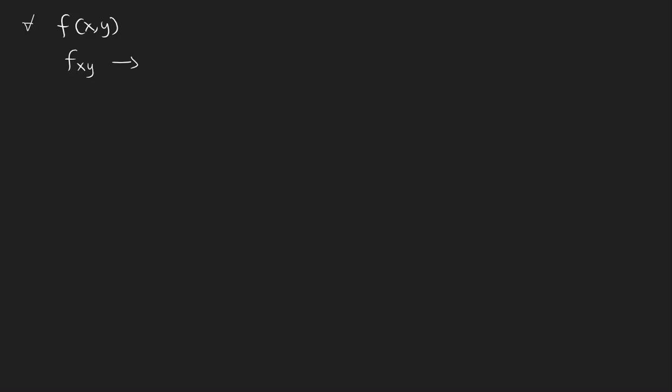This is known as the subscript notation. So what this means is that you're going to find the partial derivative of this function here with respect to x and then later with respect to y. You can write this notation here in a different form.